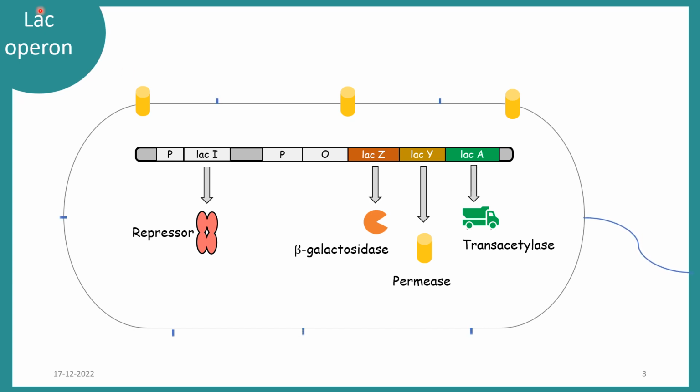Now we discuss the Lac operon, which is an example of inducible operon, and it is an example of positive regulation of operon. So this is the structure of Lac operon having two parts. The first is a regulatory part, having the gene Lac I, which codes the repressor protein, and it has a second part. It has structurally activated parts which code the proteins beta galactosidase, permease, and transacetylase.